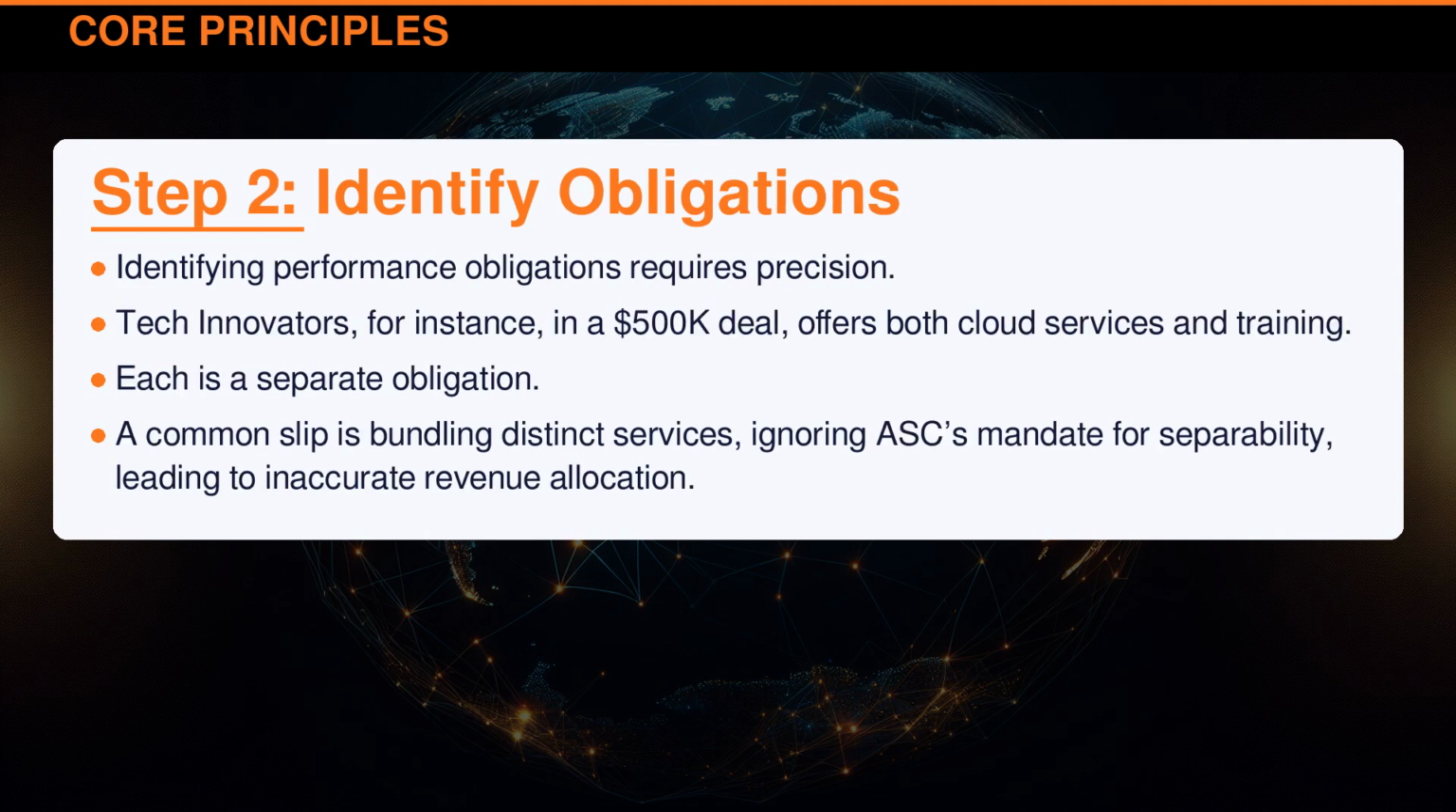Identifying performance obligations requires precision. Tech Innovators, for instance, in a $500K deal, offers both cloud services and training. Each is a separate obligation. A common slip is bundling distinct services, ignoring ASC's mandate for separability, leading to inaccurate revenue allocation.